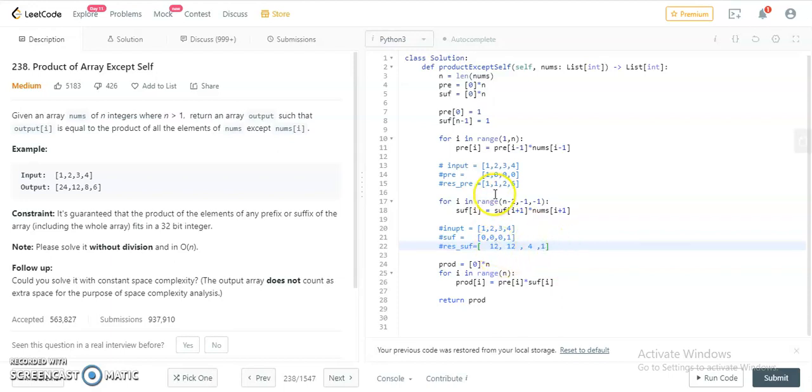So now what if I multiply both of these values? Then it would be 24 into 1, that is 24, 12 into 1 is 12, 4 into 2 is 8, and 6 into 1 is 6.